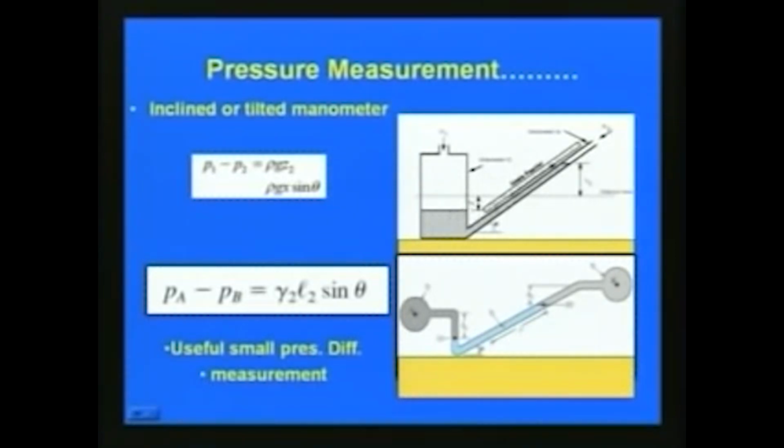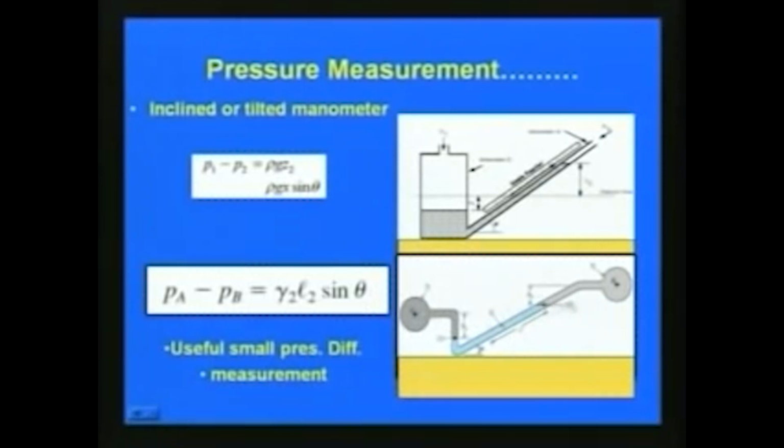You can see here, if we want to measure the pressure P1 here, and the pressure here is P2, then it is an inclined pipe with a manometric liquid like this. With respect to this figure, we can write the pressure difference P1 minus P2 as rho g Z2, that is equal to rho g x sin theta, where theta is this angle and x is the distance measured using this scale here. That is called an inclined manometer.